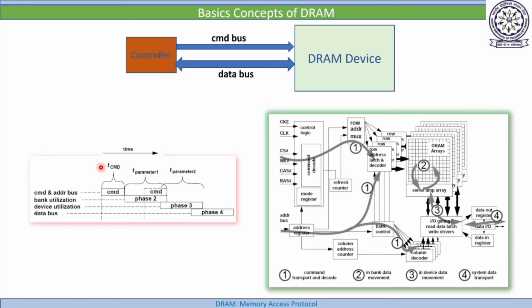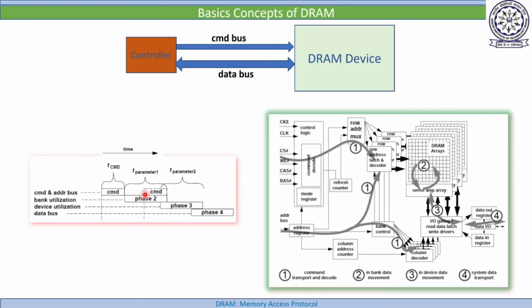After this, if we discuss the activate row command, it will take TCMD time to reach the DRAM device. Once it reaches the DRAM device, you know what the activate row command does? It will activate a row and then data will be available in the row buffer. So it is doing something inside the bank. That part is called bank utilization. That means it will work in this phase. Row activation has no other work because row activation works on data in the sense amplifier.